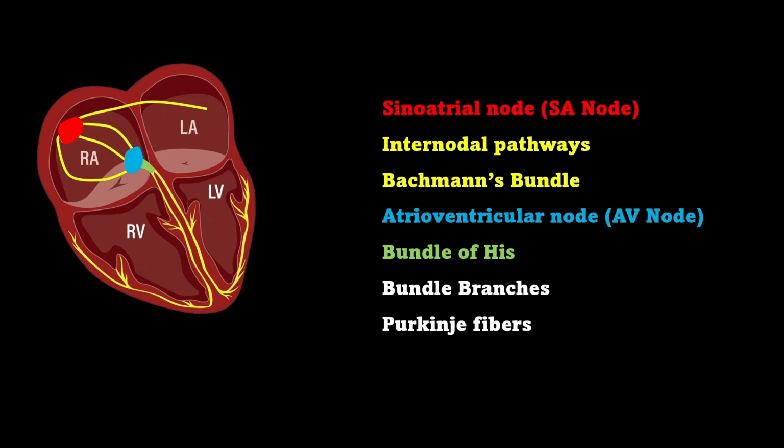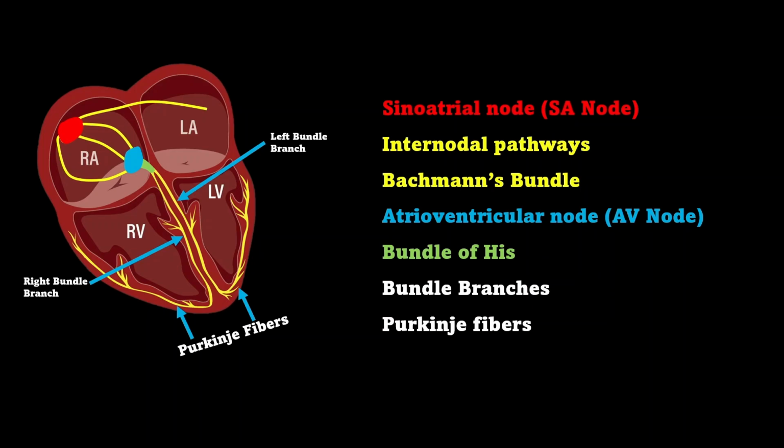The bundle of His carries the impulse from our AV node down into the ventricles. And the bundle branches and Purkinje fibers spread the impulse throughout our ventricles, which allows them to actually contract. Here we can see we have our left and our right bundle branch, and on the bottom we have our Purkinje fibers.